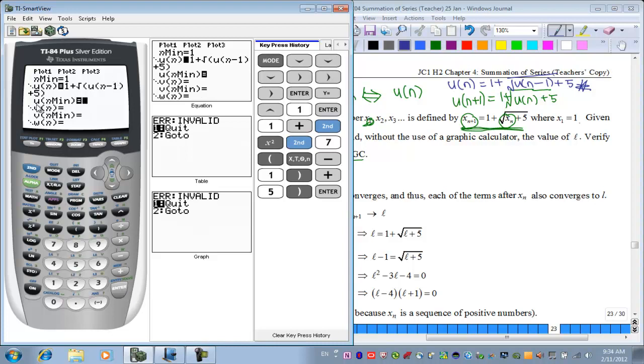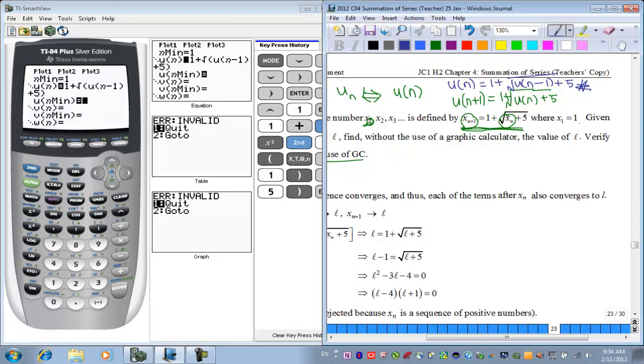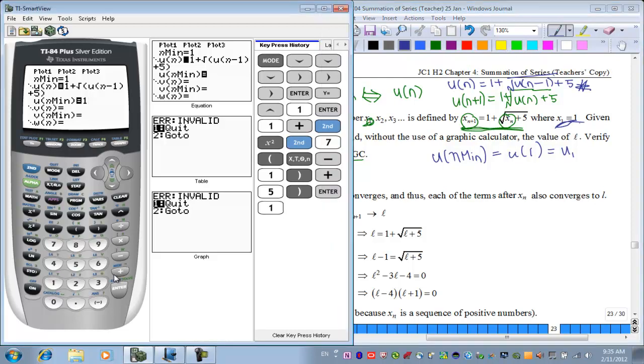Now what about this? U of n minimum. Remember that n minimum over here I have set as 1, right? So u of n minimum, what does this translate to? I'm going to find what is u of n minimum. Now this is going to be u of 1, right? But like I said, this basically means u1. So it's basically the first term. And I'm told in the question, x1 equals 1. So u of n minimum should be 1. Okay, with that I am done.